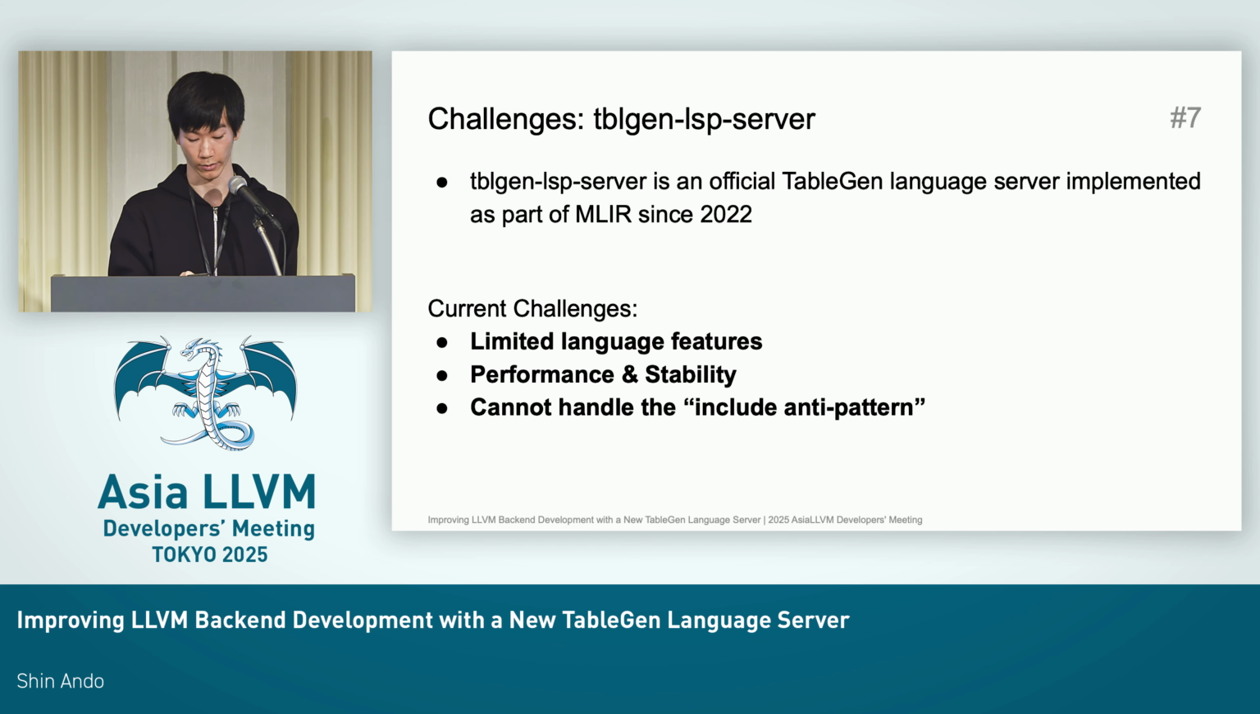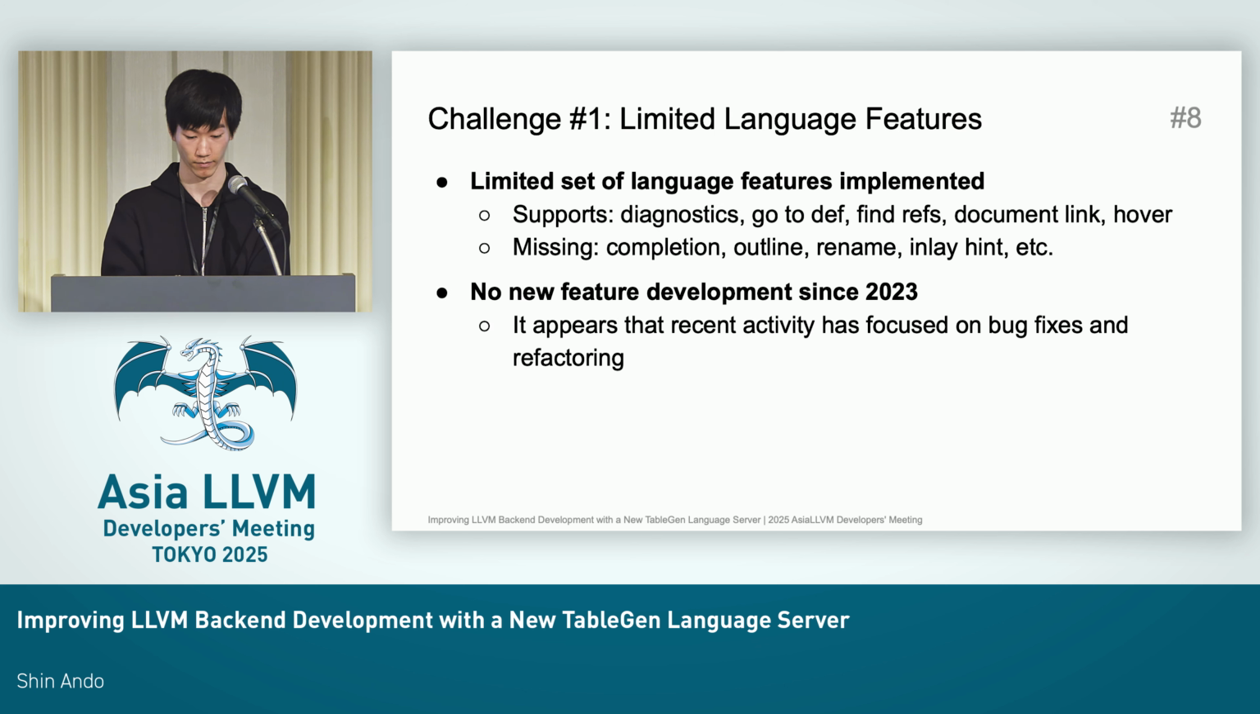However, this language server faces several challenges. First, the number of implemented language features remains limited. Currently, 5 features are available: diagnostics, go-to definition, find reference, document links, and hover. However, features like auto-completion, outline view, and refactoring tools have not been implemented yet. Moreover, no new feature development appears to have occurred since 2023, with work primarily focusing on bug fixes and refactoring.